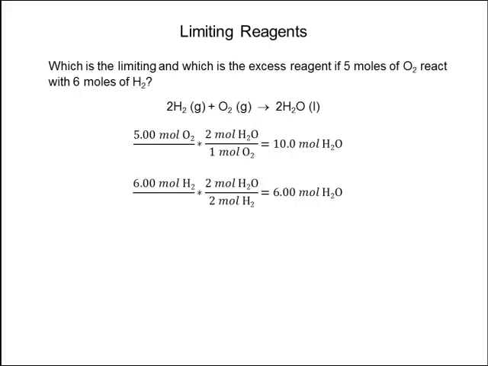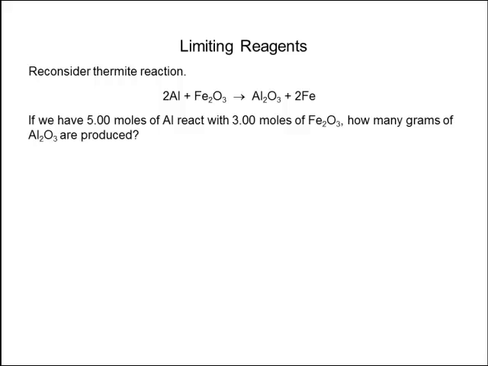So which one is the limiting reagent? Well, the most water I can get is 6 moles of water. Therefore, the hydrogen is the limiting reagent because I've run out of hydrogen after making 6 moles of water. I'd still have moles of O2 left over, so the O2 is going to be excess. All right, let's look at another example of this.